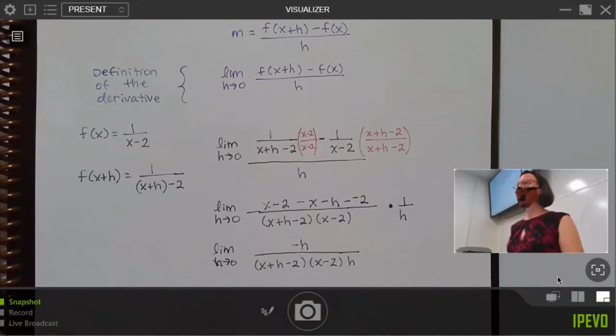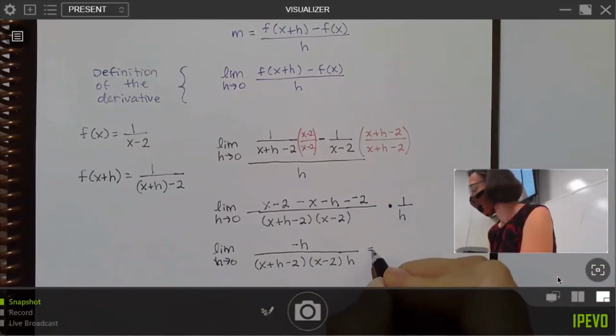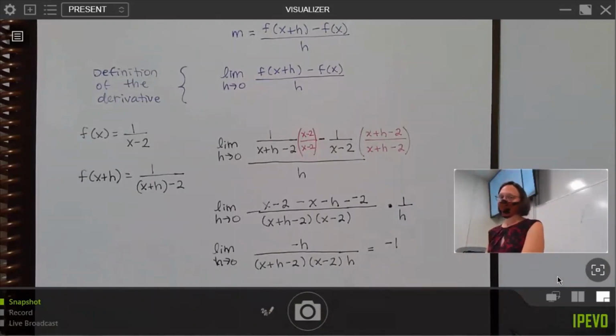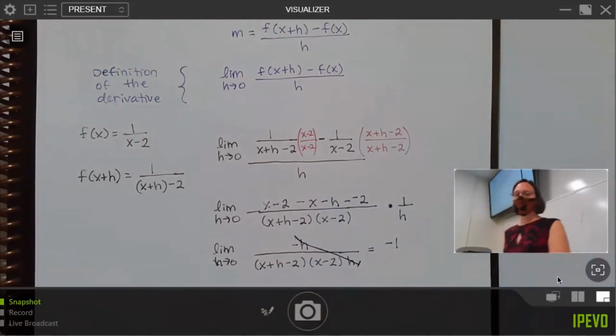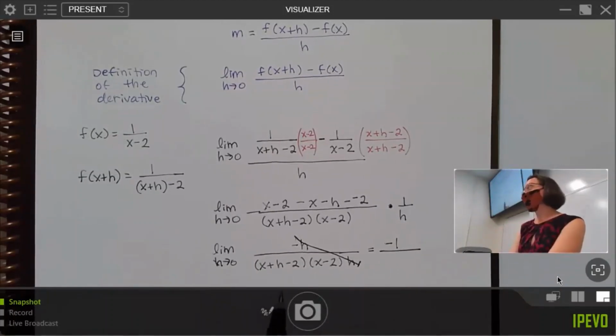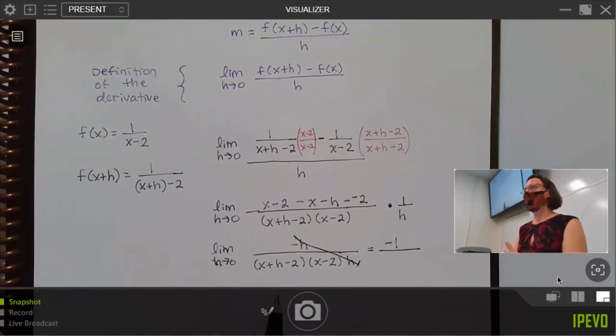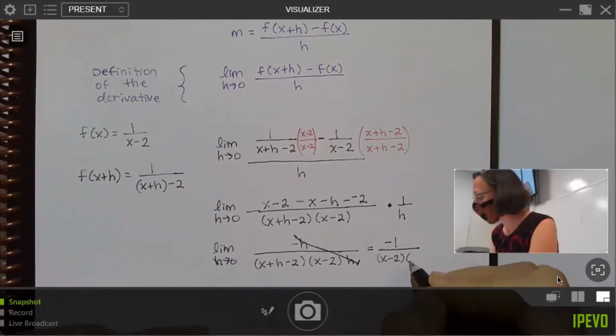which is convenient because now the negative h over h will cancel out, leaving me with a negative 1 on the top. And it's going to be a stretch, but my h over h cancels to leave me with a 1. So I've got a negative 1 on the top, and in the denominator, now I'm ready to plug in the 0 for h. So I don't have to write limit again. When I plug in 0 for h, then I'll have x minus 2 times x minus 2.